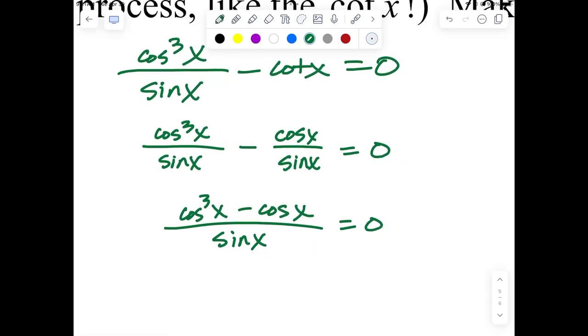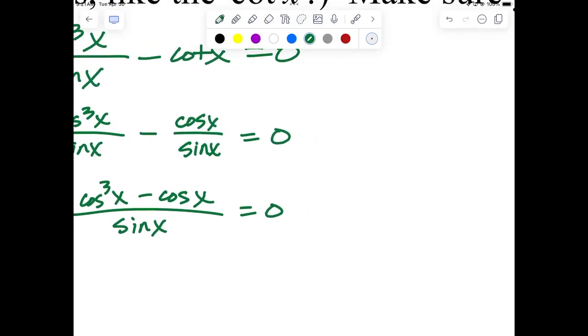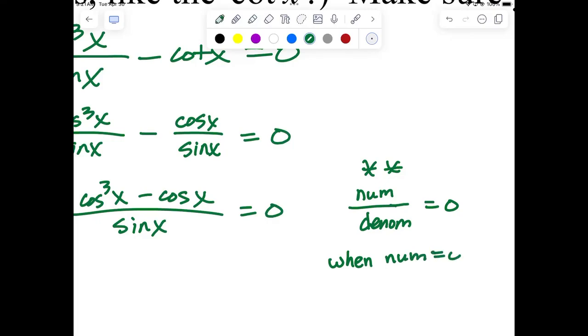Now here, since I have a single fraction, this is what we're looking for. I have a single fraction. Whenever you have a numerator over a denominator, and you want to know where it's equal to 0, that's going to happen when which one of them is 0? This is an important idea. When the numerator is 0. That's a very important idea.